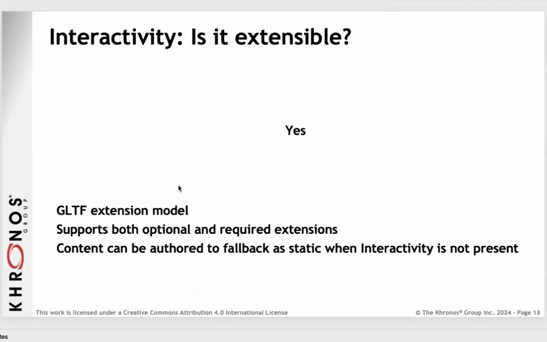Is it extensible? Yes, absolutely. So glTF already has an extension model and you can add new extensions with it. We have made it so that any new extension can define new capabilities that interactivity can work with. That works for both required extensions and optional extensions. Optional extensions are ones where your content should fall back gracefully if that extension is not present in the implementation that you're using. These extensions can be ratified Khronos extensions, or they can be vendor extensions where people are doing something unique to their own environment. And even if interactivity itself is not available, your content can fall back to being static. So there's no harm in loading interactive content into a system that doesn't have interactivity support.